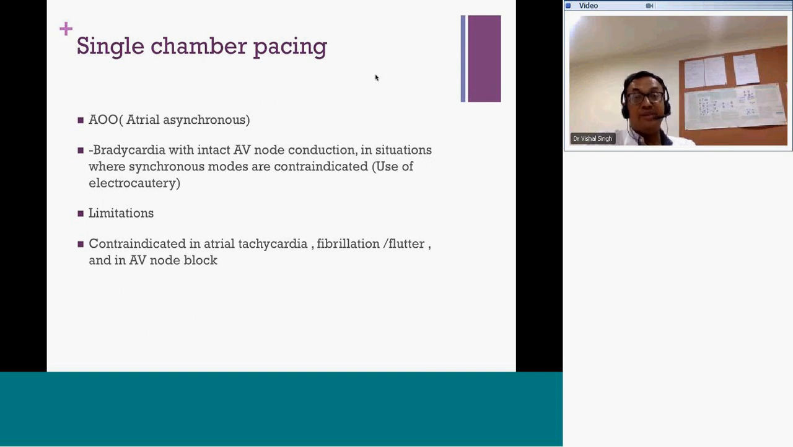But when you go to asynchronous, please make sure that you are coming back and checking the patient whenever the patient is out of that electrocautery time or whenever the patient is stable. Just see whether you can come back to a sensing mode, because sensing will always help you, because that will allow the recovery of the endogenous rhythm.